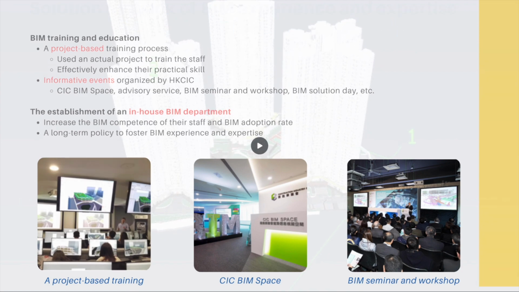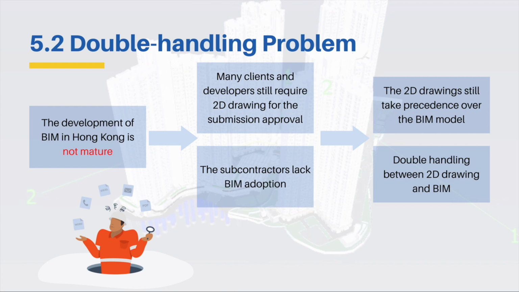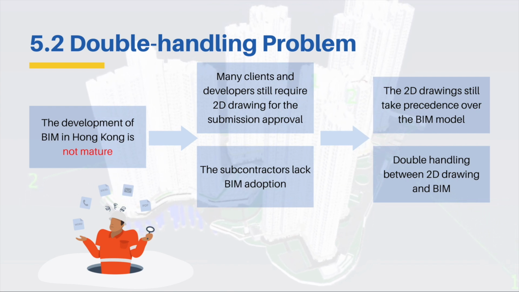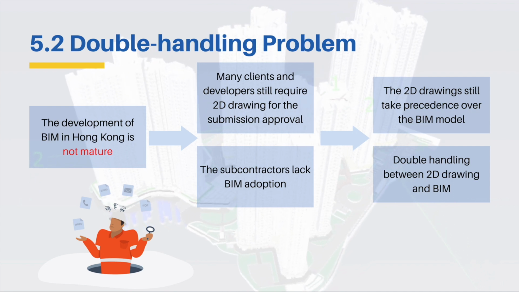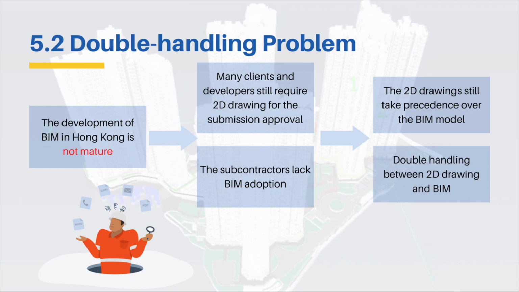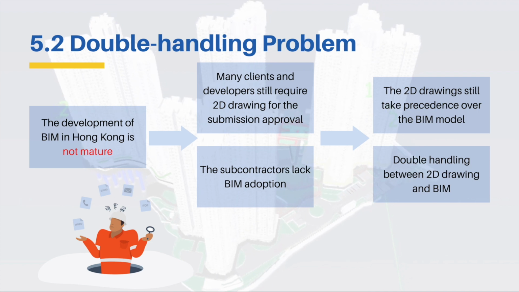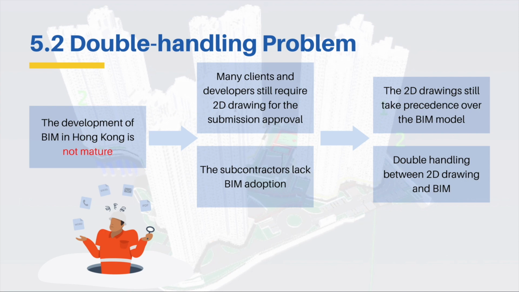The second challenge that I want to discuss is the double handling problem. Not only do many clients still require 2D drawings for the submission approval, but also the subcontractors lack BIM adoption rate. Therefore, in most cases, the 2D drawing still takes precedence over the BIM model. The project team requires double handling between 2D drawing and BIM. This may eventually increase workload and use extra time for preparing 2D drawings in a BIM project.